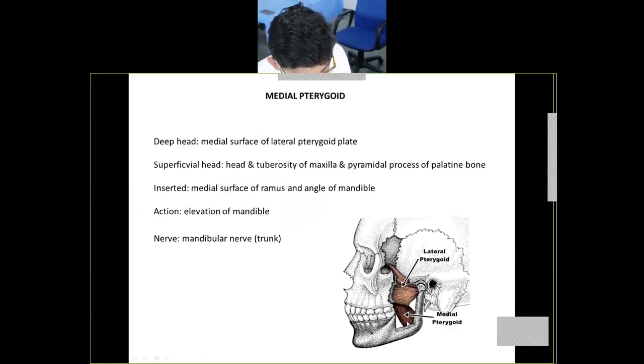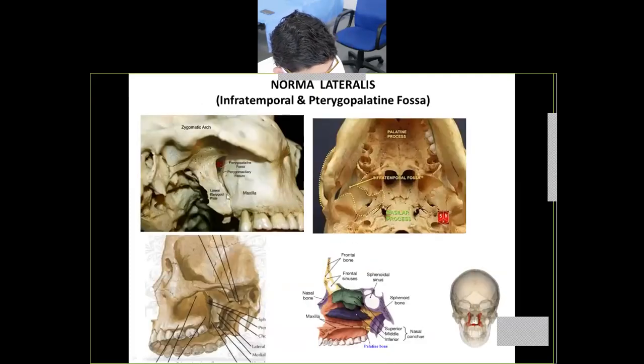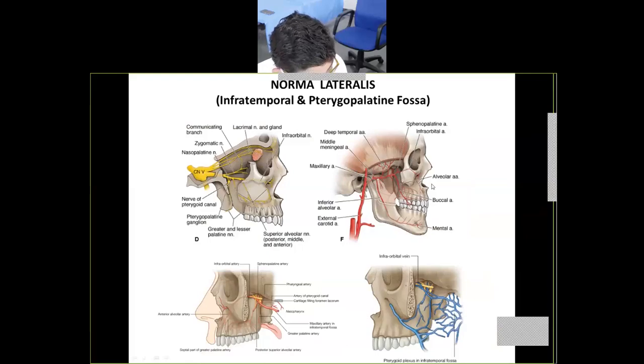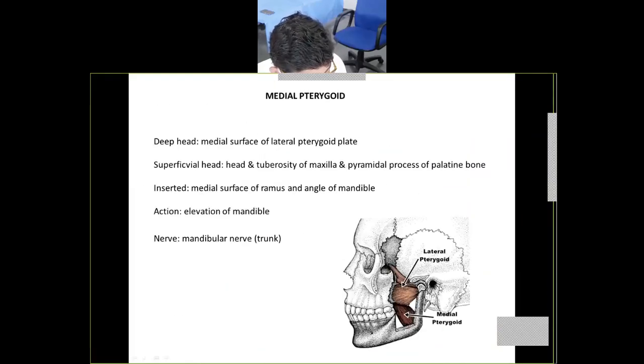There is another one, the medial pterygoid. It has a deep head. The deep head comes from the medial surface of the lateral pterygoid plate. So the lateral pterygoid plate is this one. From this lateral surface comes the lateral pterygoid muscle, and from this medial side comes the medial pterygoid muscle. So the deep head comes from the medial side of the lateral pterygoid plate.